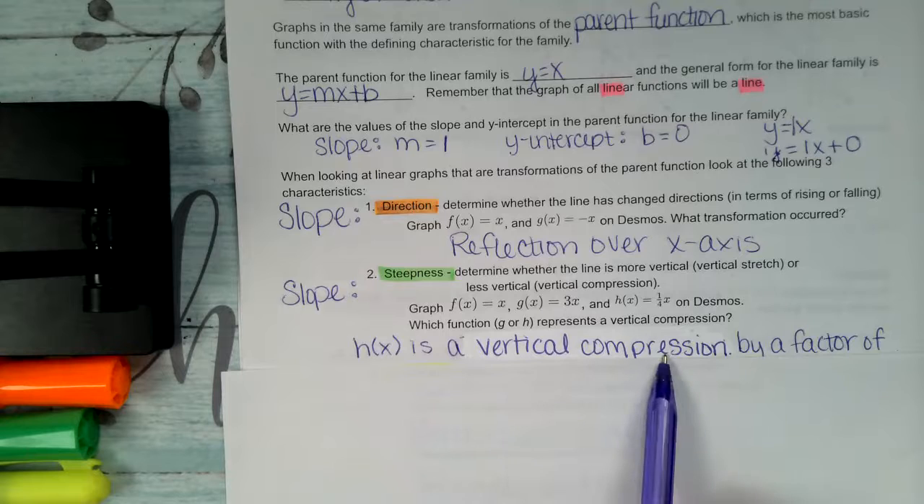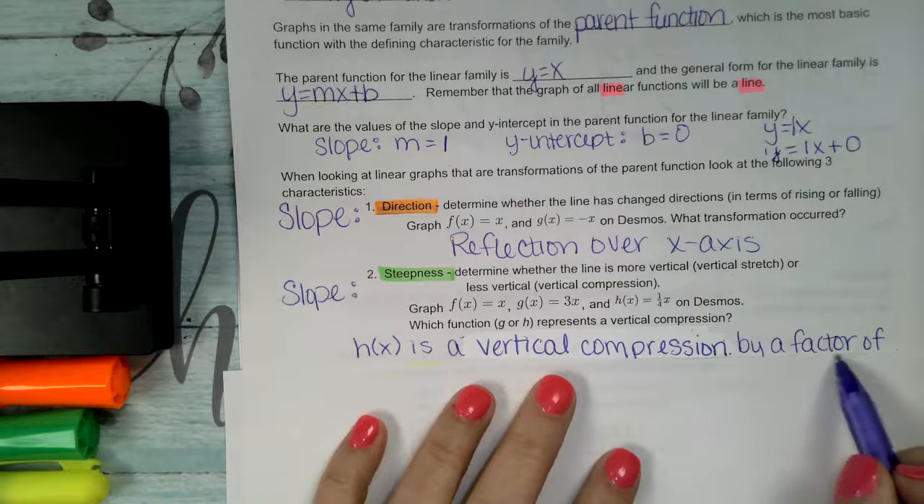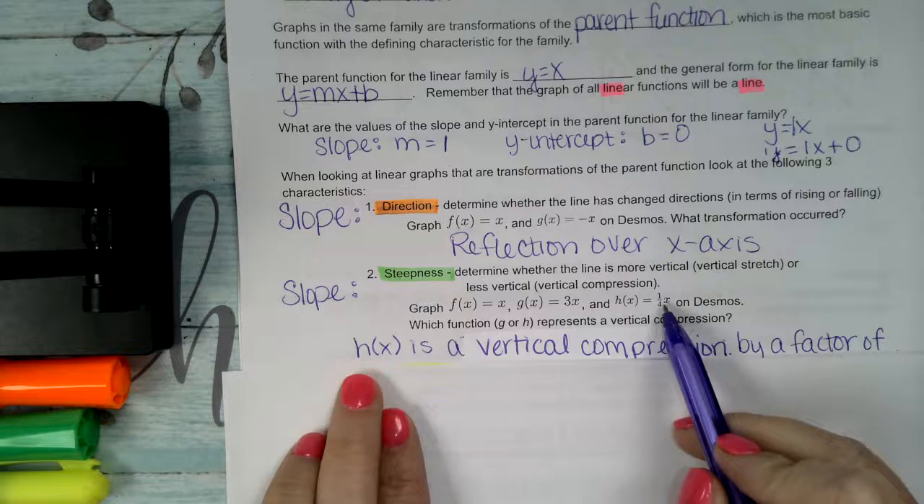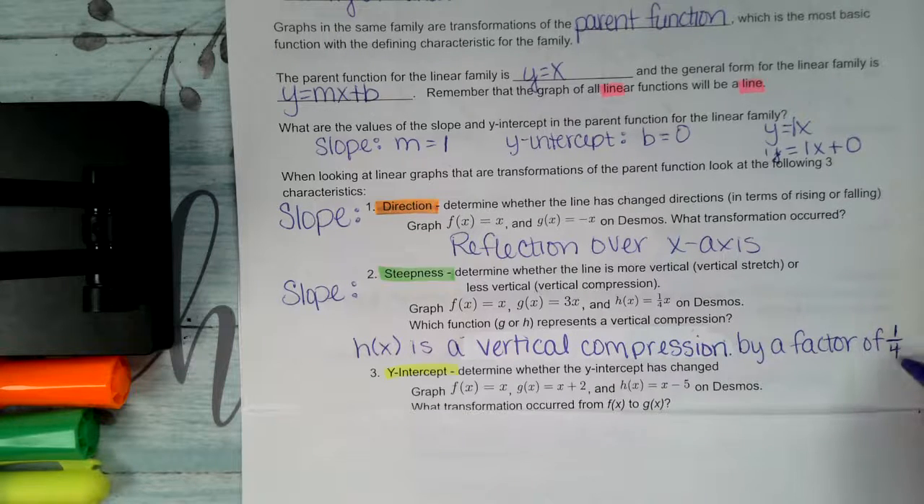And how we're going to write that is h of x is a vertical compression by a factor of, and that factor means multiply. So we have to figure out what it's multiplying by. 1/4 is multiplying by x, so it's a factor of 1/4.